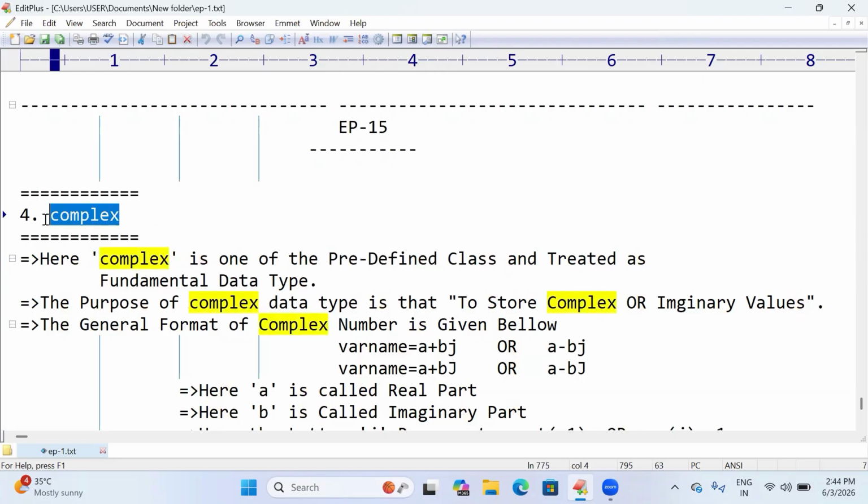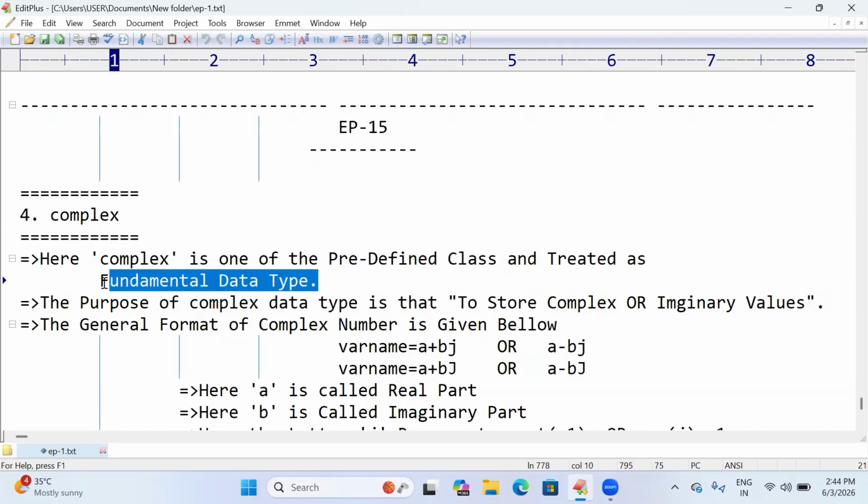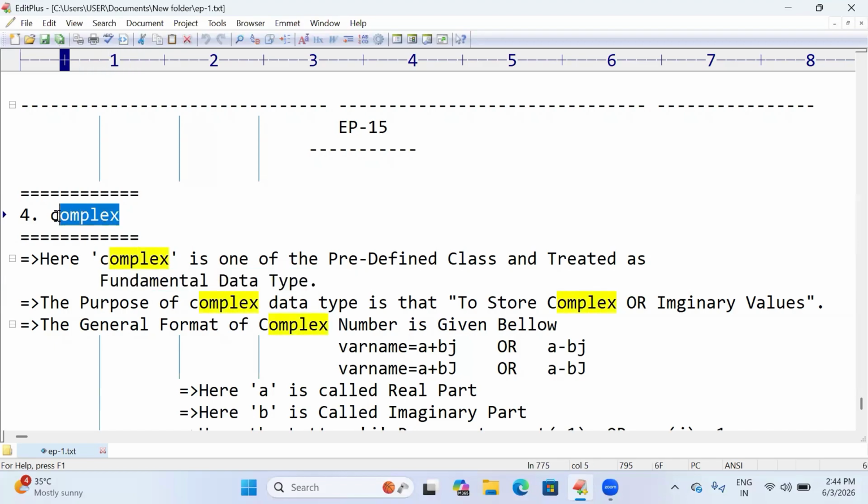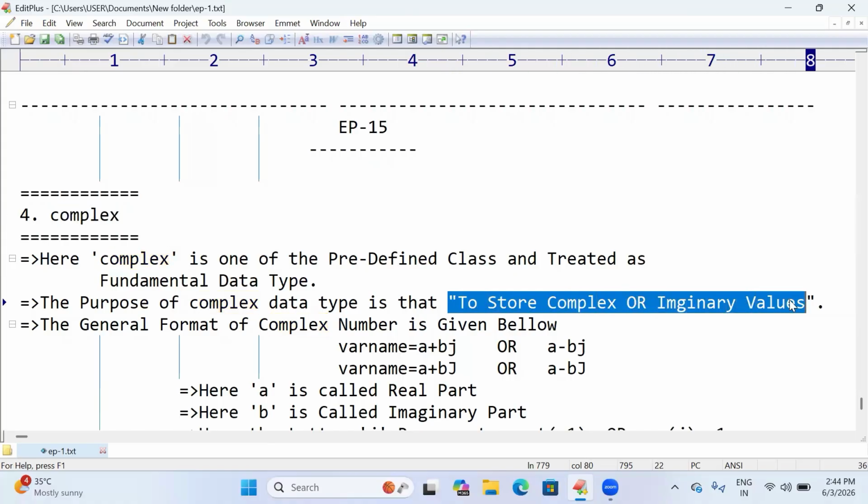So this is complex, right? Complex is a fundamental data type. So it is treated as a fundamental data type. So why do we have to use the complex data type? In order to store complex or imaginary values.